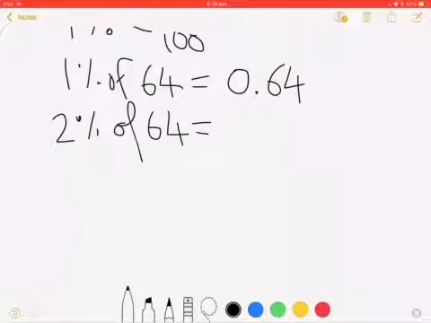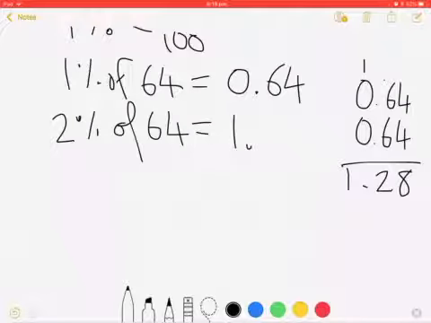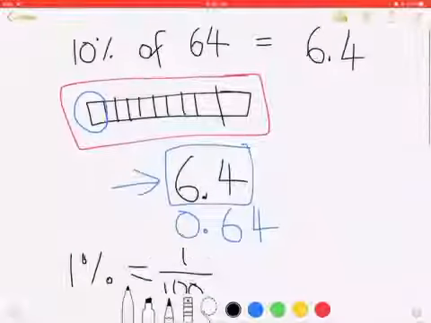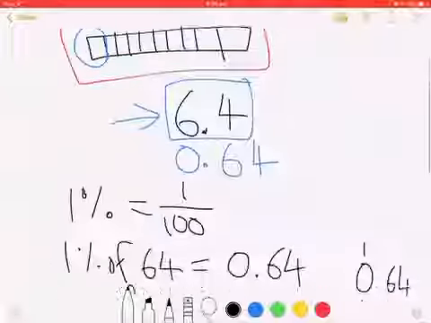Wouldn't it just be 2 lots of 0.64? So wouldn't it be 0.64 plus 0.64? 4 plus 4 is 8, 12, 1.28. Well, now I know what 2% is. It's 1.28. And I know what 10% of 64 is.